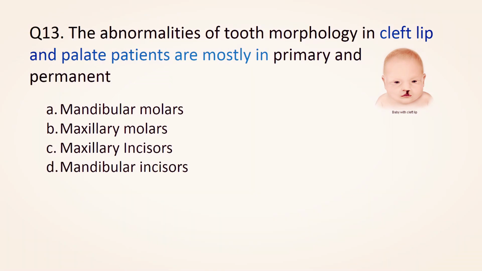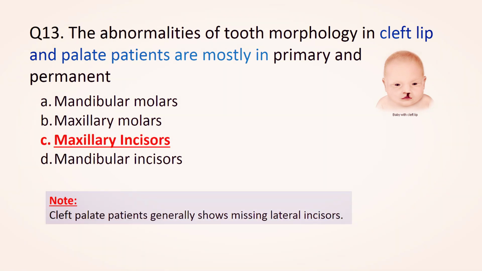Question number 13. The abnormalities of tooth morphology in cleft lip and palate patients are mostly observed in primary and permanent teeth. A. Mandibular molars, B. Maxillary incisors, C. Maxillary molars, D. Mandibular incisors. The correct answer is maxillary incisors. Cleft palate patients generally show missing lateral incisors.